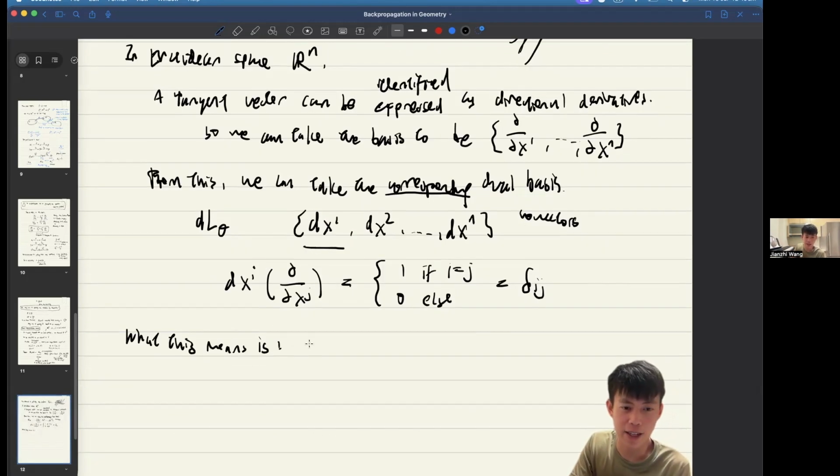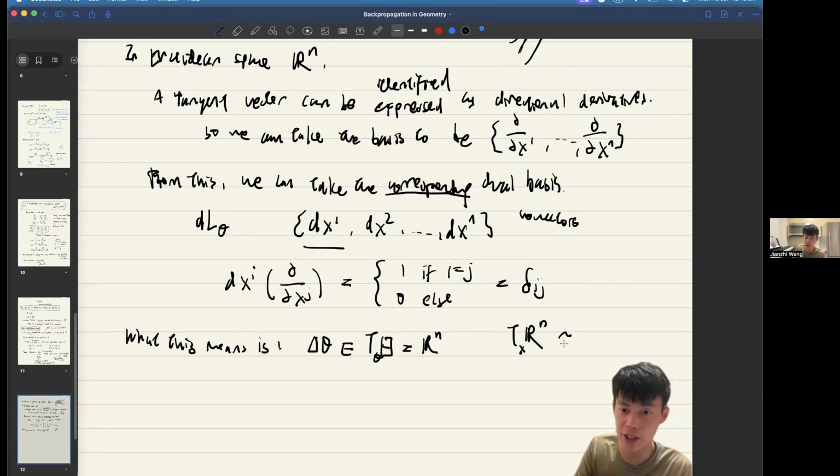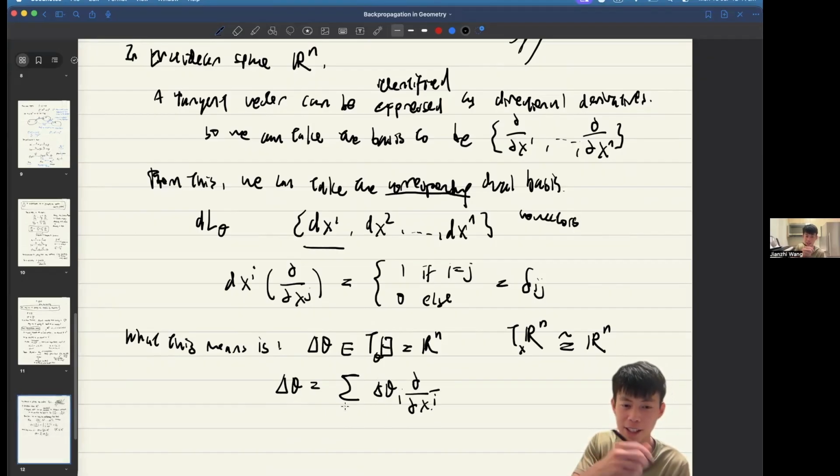What this means is that, let's say we have d theta, something that lives in the tangent space to the manifold theta at theta, which is our Rn space. So the tangent space to a particular value x in Rn space is actually isomorphic to Rn. My point is that we can express d theta as the summation of d theta i partial xi. This is precisely the decomposition of a vector into its basis, right? So i from 1 to n.